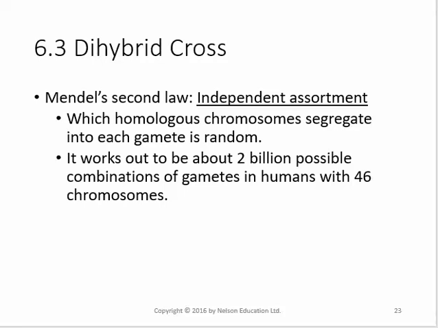The second law says that there's an independent assortment, that how each chromosome ends up in a gamete is random. So if we have 23 pairs, say you get chromosome 1B, and then you could get 2A and 3A, and then the next gamete could be 1B, 2B, 3A, etc. That you end up with 2 billion different combinations of gametes. So no two of your kids will ever be exactly the same unless they're identical twins.